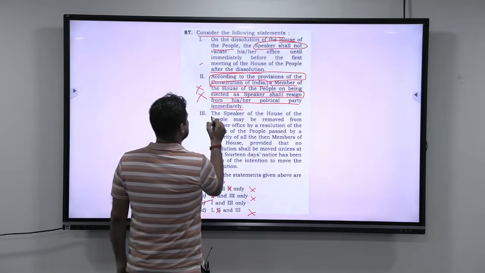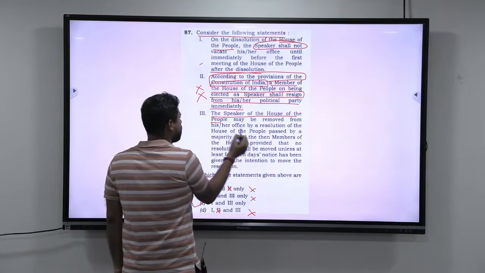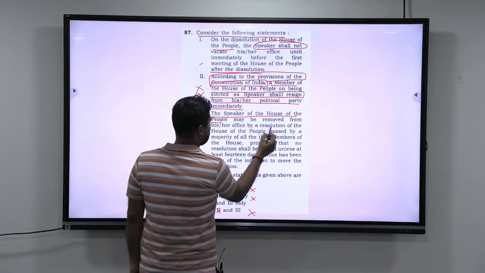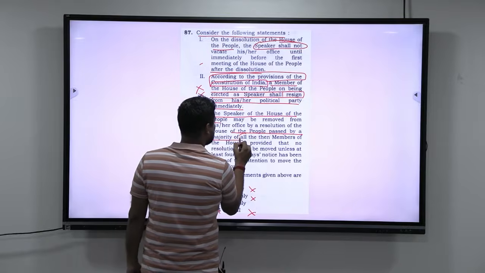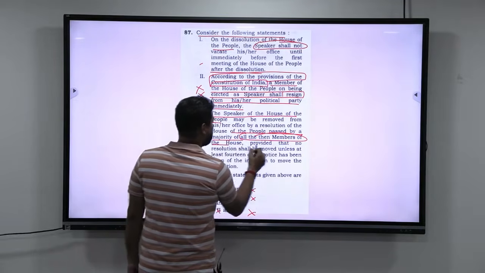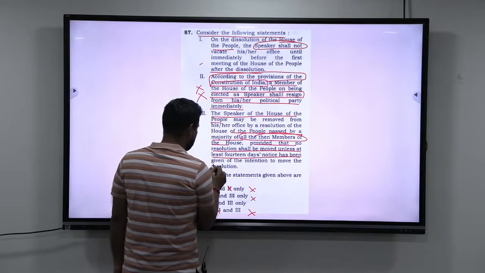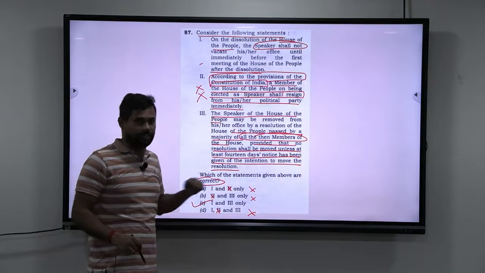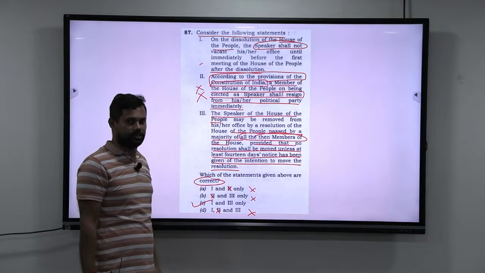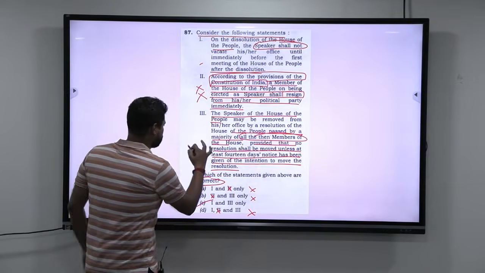The next one. The Speaker of the House of the People may be removed from his or her office by a resolution of the House of the People passed by a majority of all the then members of the House, provided that no resolution shall be moved unless at least 14 days notice has been given of the intention to move the resolution. Look how long it is. This itself will take around 30-40 seconds. Okay. But talking about the procedural aspect, this is true.